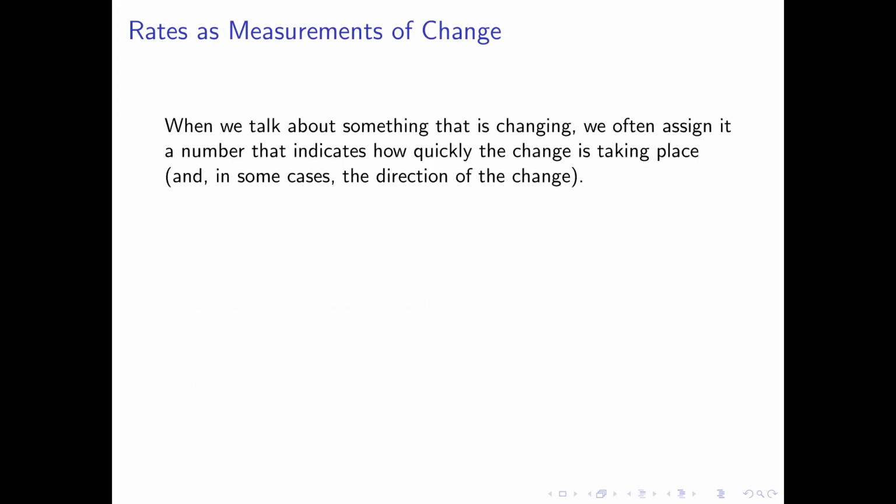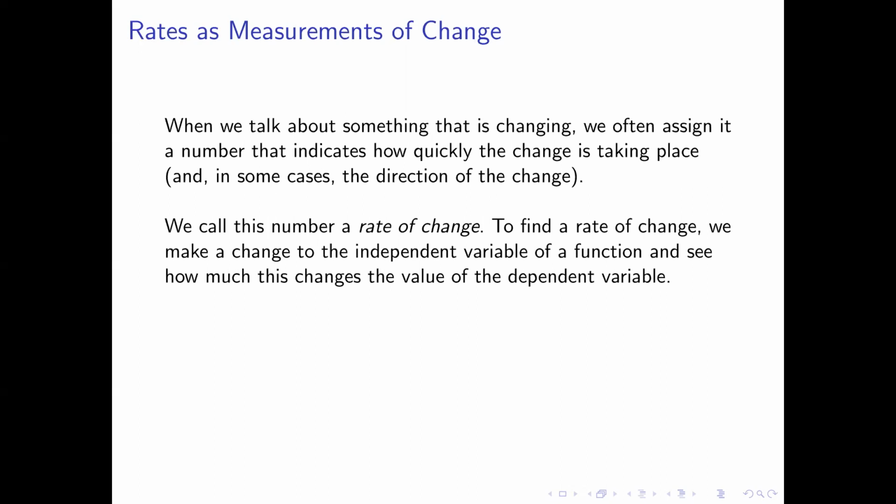Rates you can think of as measurements of change. So if you think about when something is changing, we can usually assign a kind of number that tells us how quickly the change is taking place. Sometimes the number will also indicate something about the direction of the change. We'll set that aside for now, though we'll come back to it later. That number is what we call the rate of change.